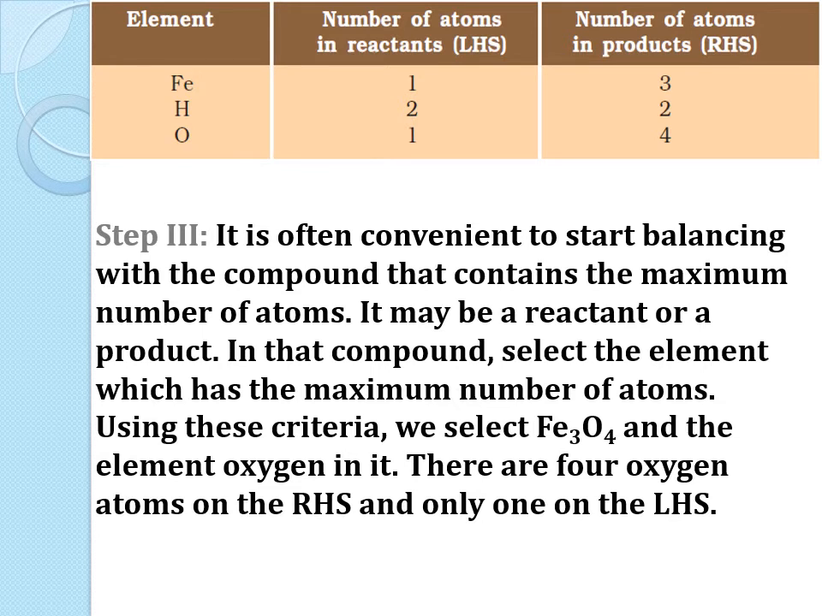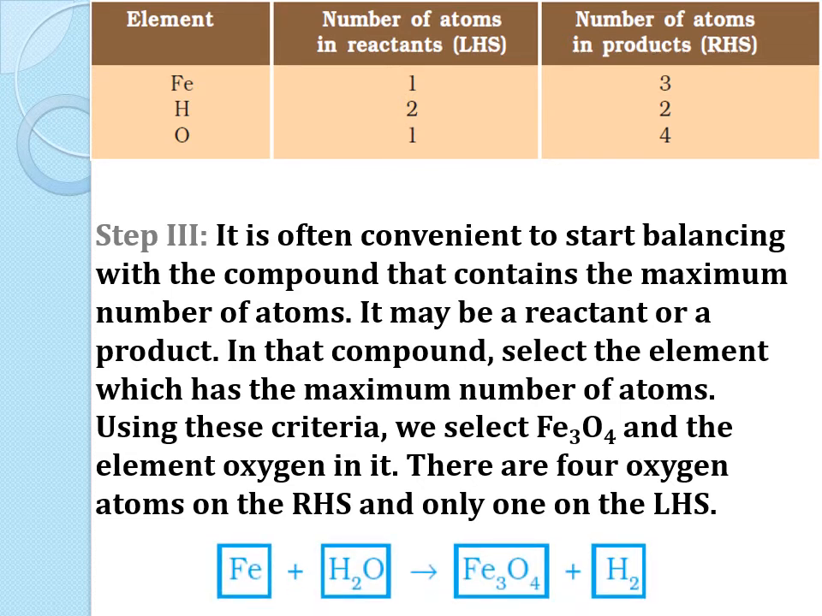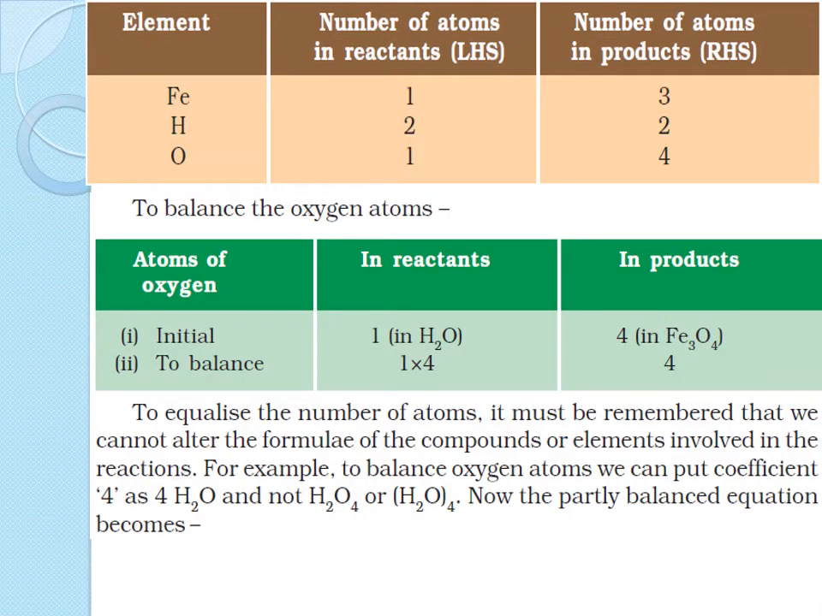In that compound, select the element which has the maximum number of atoms. Using this criteria, we select Fe3O4 and the element oxygen in it. There are 4 oxygen atoms on the right hand side and only 1 on the left hand side. Now, to balance the oxygen atoms, what do we do? We multiply left hand side water with the help of 4.